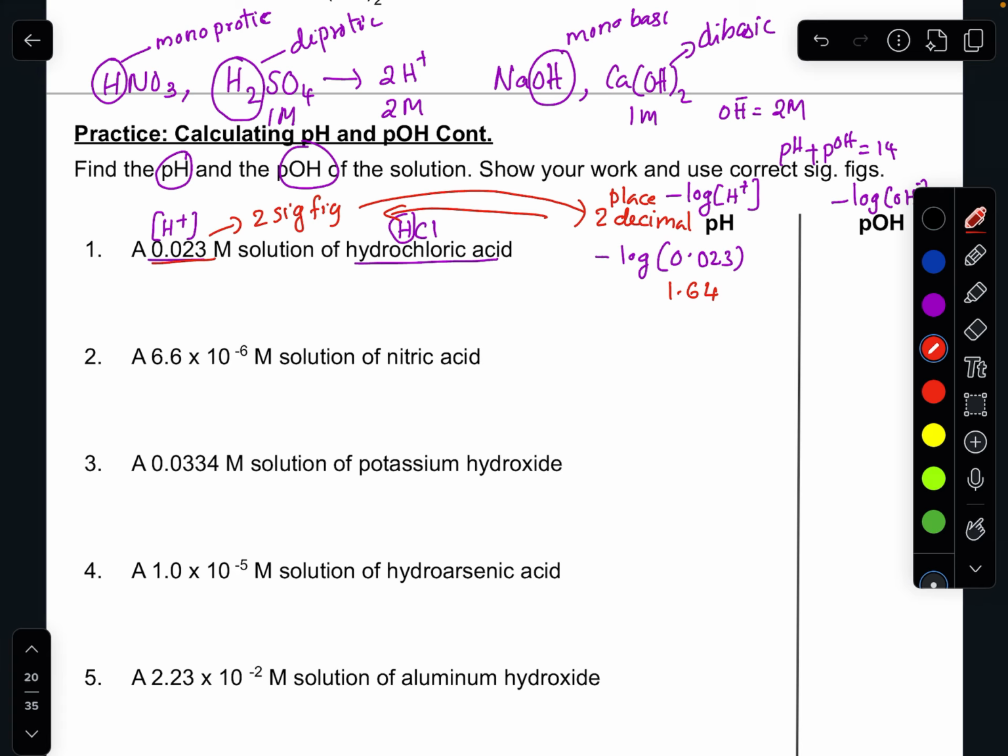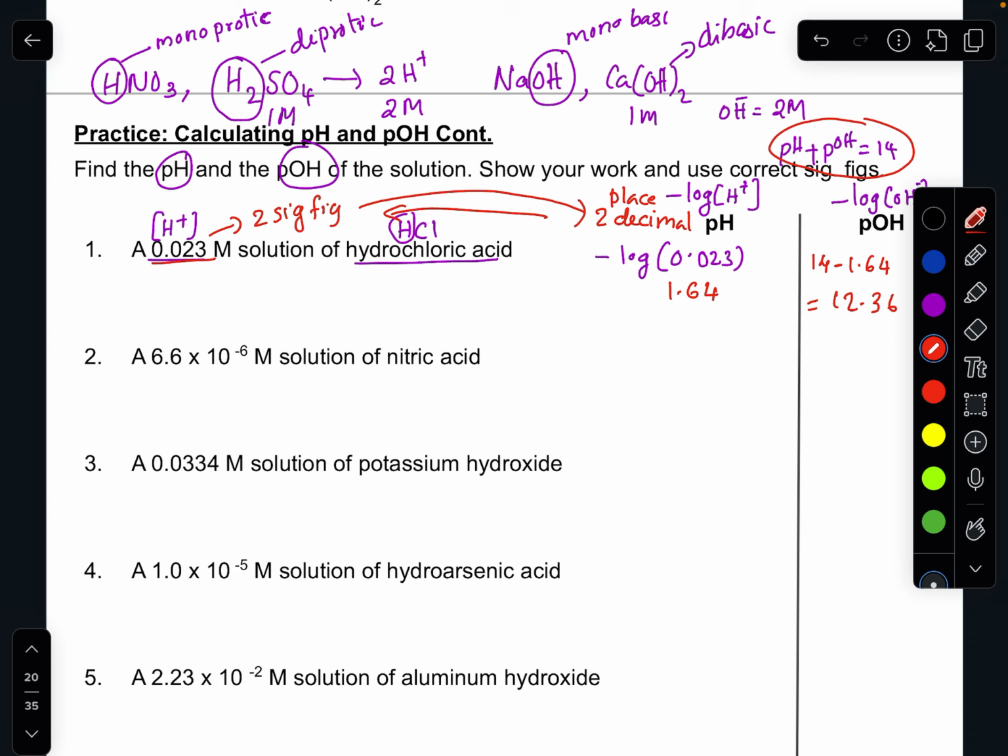Then finding pOH, since we already have pH, that is very easy, we subtract because we are using this equation. So subtract from 14, then you will get the answer. Remember, you have to keep 2 decimal places always. So that will be 12.36. That is your final answer.